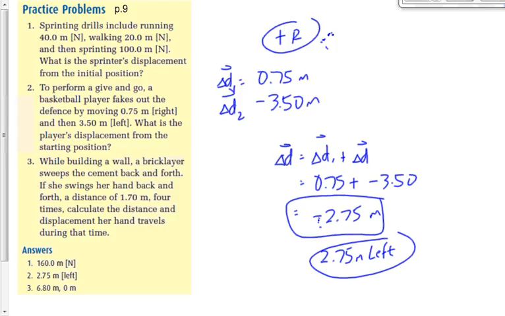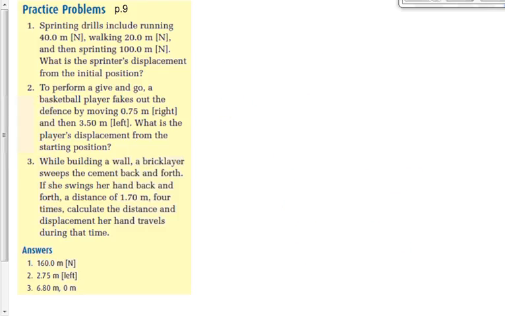All right, let's take a look at number three. While building a wall, a bricklayer sweeps the cement back and forth. Here's where the cement starts, back and forth. What's the distance traveled during that back and forth motion? Distance traveled. 1.7. What's the displacement? Zero.